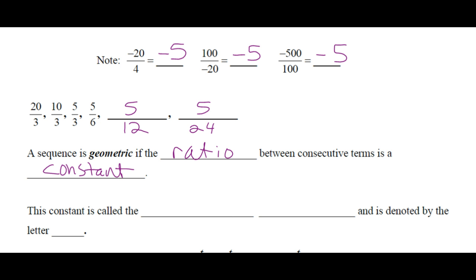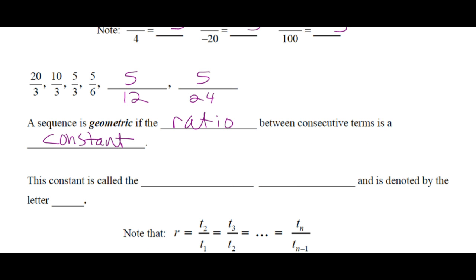If you're ever in doubt, read ahead. This constant is called the, so in arithmetic it was the common difference. So here it's the common ratio. And it is denoted by what letter could we possibly use for ratio? R, right, which fits in with September 19th, which is International Talk Like a Pirate Day. It's actually a thing. So, note that r is equal to t2 divided by t1, or t3 divided by t2.